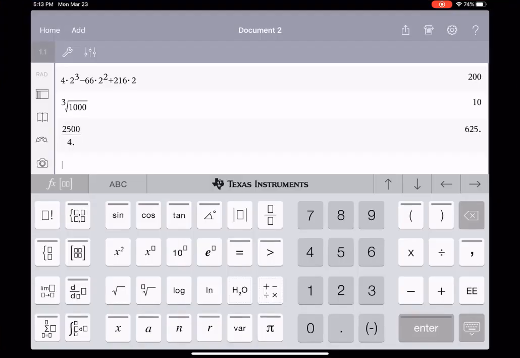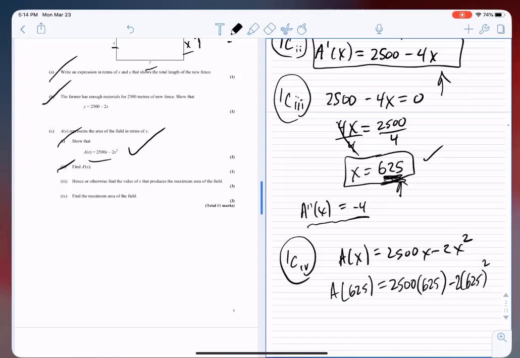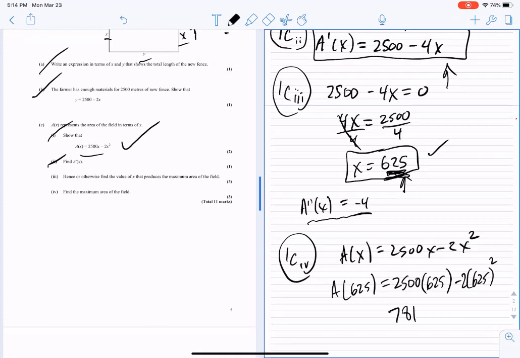2,500 times 625 minus 2 times 625 all squared. And that will give me this, which is, and this will be in meters, so this will be square meters. So it's quite a large enclosure there, okay? But there you go. That is my maximum area. Okay, so that's the question.